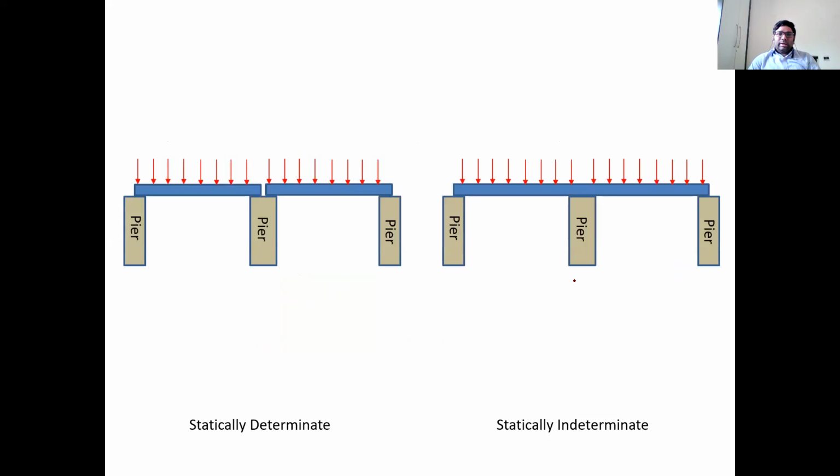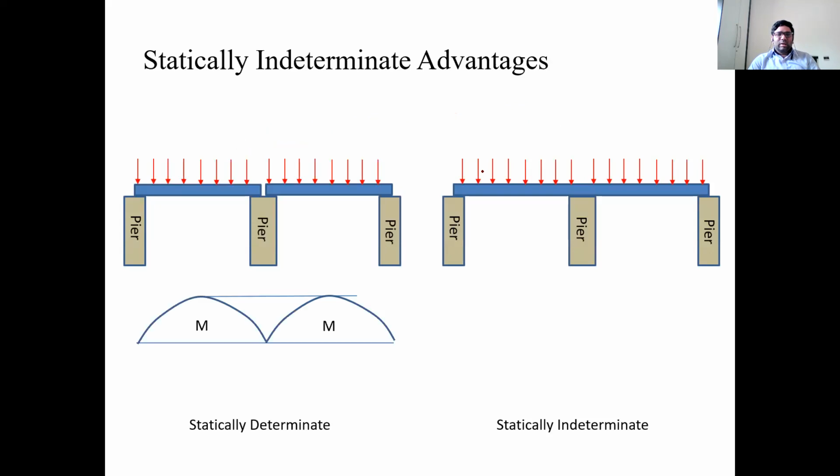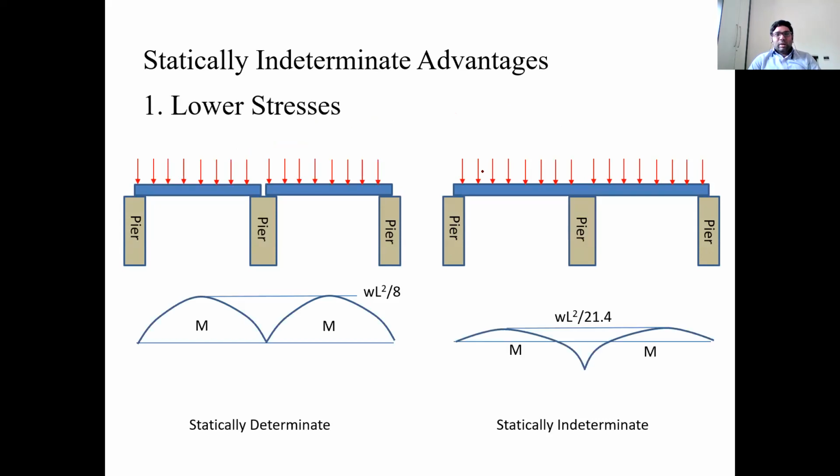Then we have one more example. If there is a live load acting, that means these are all vehicles now. If vehicles are moving on both the determinate and indeterminate structure, see what will happen. This is the bending moment diagram. The maximum bending moment is WL squared by 8 for simply supported, but for indeterminate, WL squared by 21.4. Once you derive, you will get it. In the third unit, we will study this. How do we get this WL squared by 21.4?